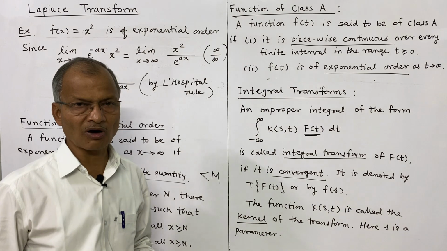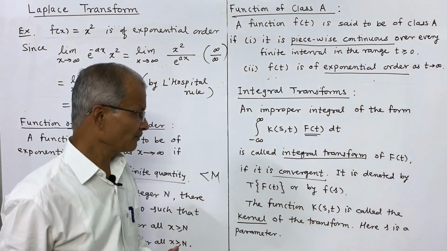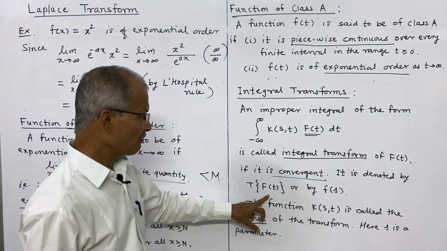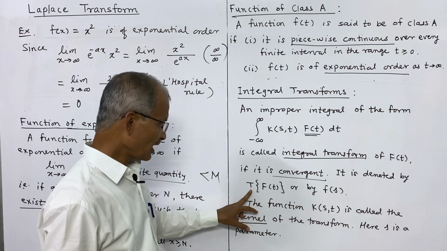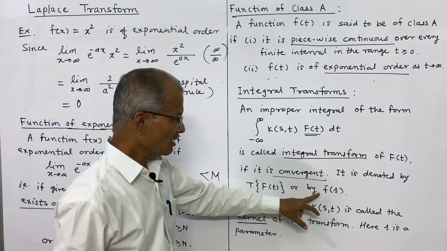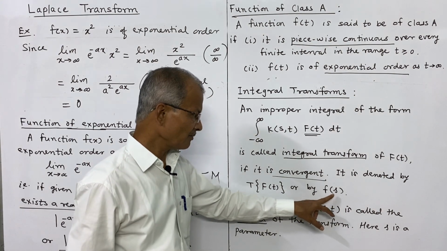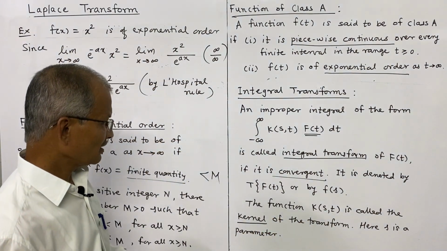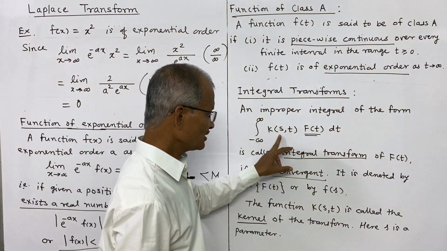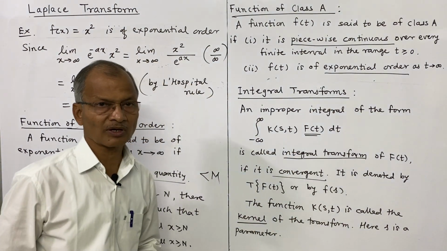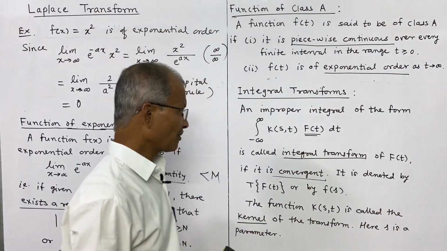The integral must be convergent, meaning the integral must be a finite quantity. It is denoted by T of f of t. T is the notation used for the transform, so in the transform of f of t, or another notation is small f of s. Here s is the parameter we have, and the function k of s,t is called the kernel of the integral transform, and here s is a parameter.